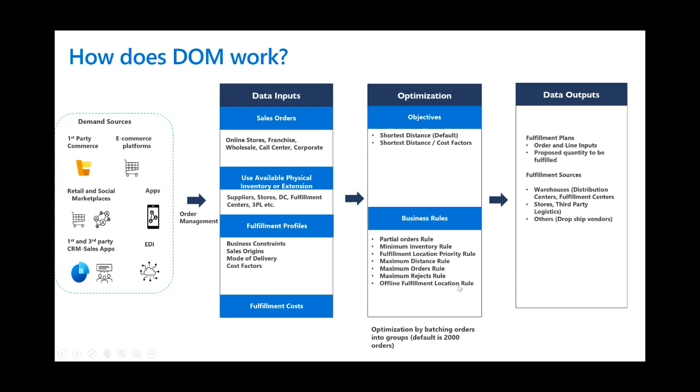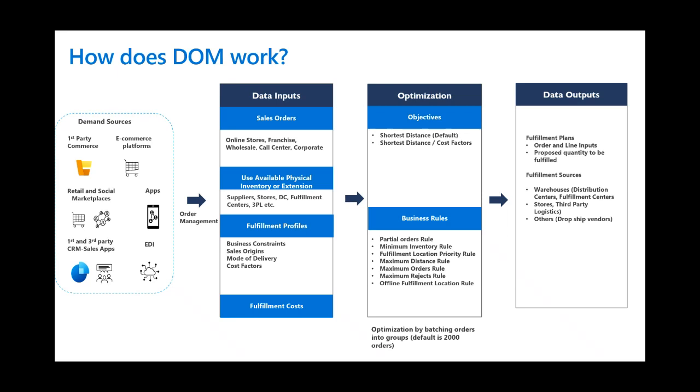The maximum rejects rule can specify how many times a particular sales order line can be rejected before it is set as exception. So the business scenario is like the DOM is run, it assigns the sales order to a particular warehouse or a store. Now that warehouse or a store may not want to fulfill that line, right? So in that case, what they can do is they can reject that particular line.